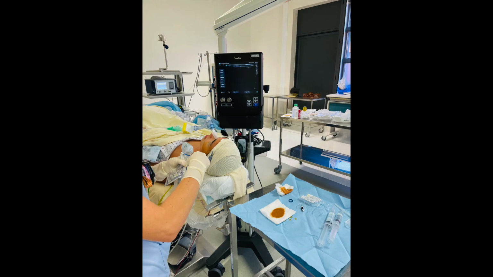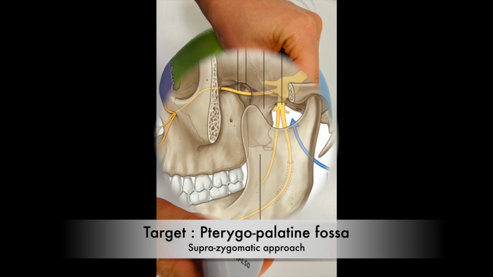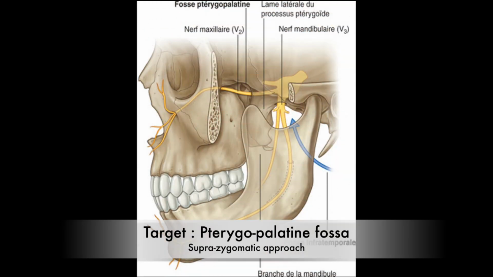This technique is performed under general anesthesia. The operator is at the patient's bedside. The echograph is near the right or left shoulder, and the ultrasound probe is placed under the zygomatic arch to locate the pterygopalatine fossa.